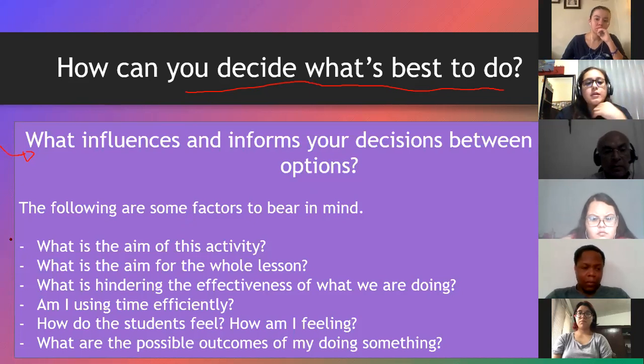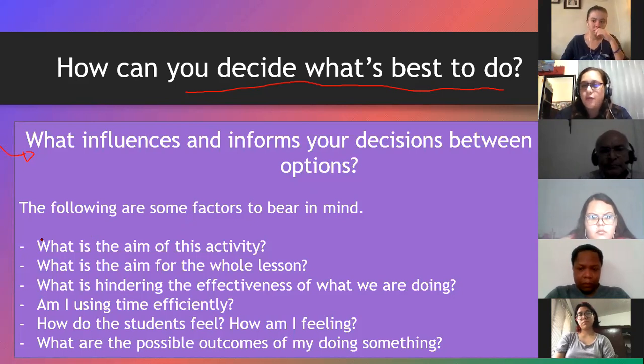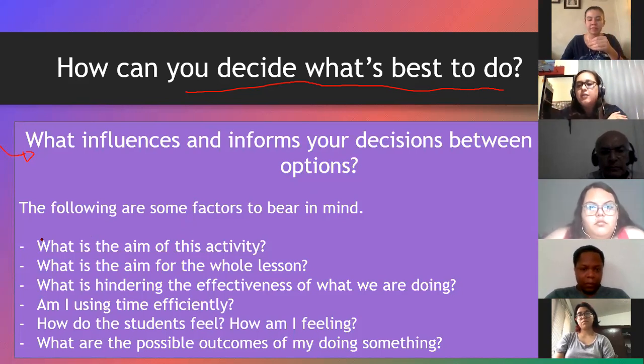It says, what is the aim of this activity? Again, do I really want Andrea, Aster, and Dana together for them to work? Can they actually complete the activity? What is the aim or the objective for the whole lesson? So if I have them together right now, are they going to be able to complete all the activities at the end, because they are using the cell phones?